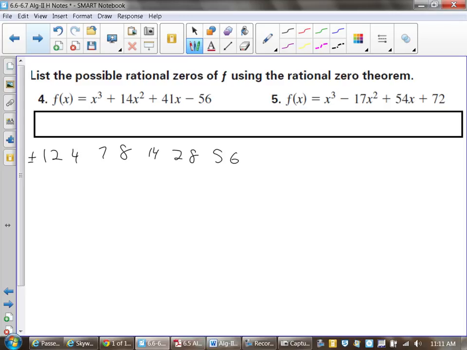But remember, you always start at the 1 and work your way through. You might be pleasantly surprised that it's very, very efficient to do this. Remember, when you're listing your zeros, it's the factors of the constant divided by the factors of the leading coefficient. And then you just pick one and start.